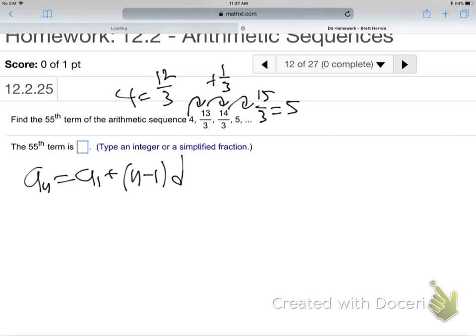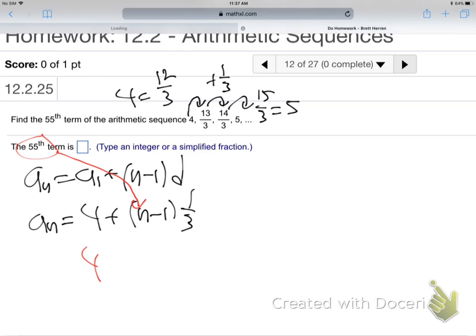So the d is 1/3, and the a1 is 4. So there we go. And you know what, really, guys and gals, you could just leave it like that. You don't need to mess with all those fractions; you can just plug in the 55 right now. That might be easier. Let's just do that. You can plug in any time you want.